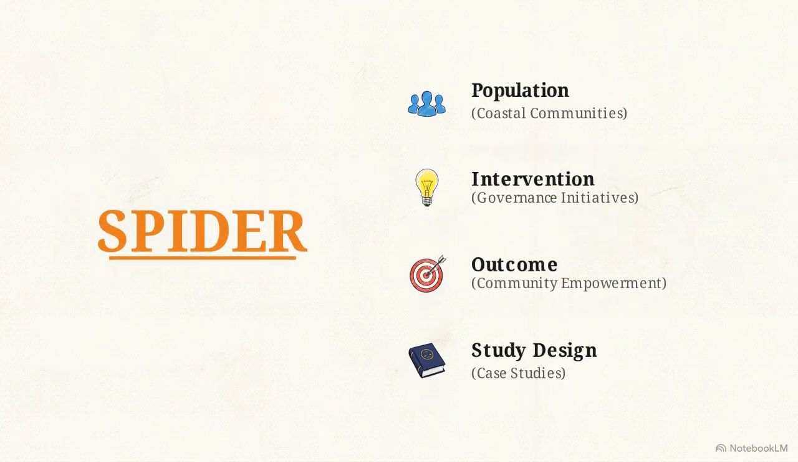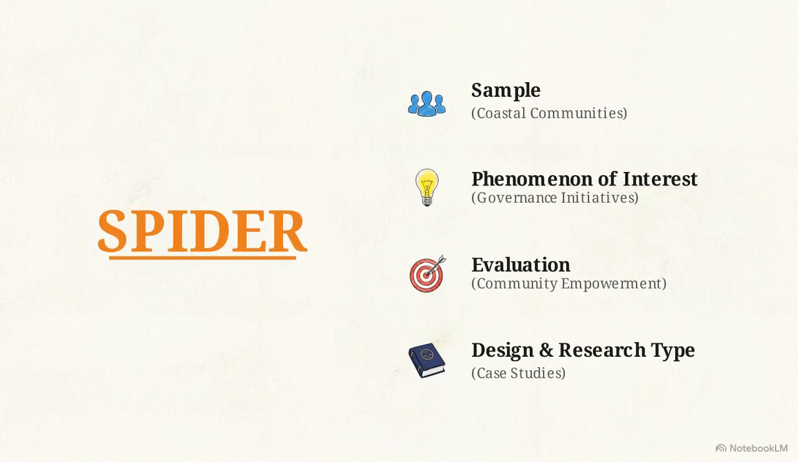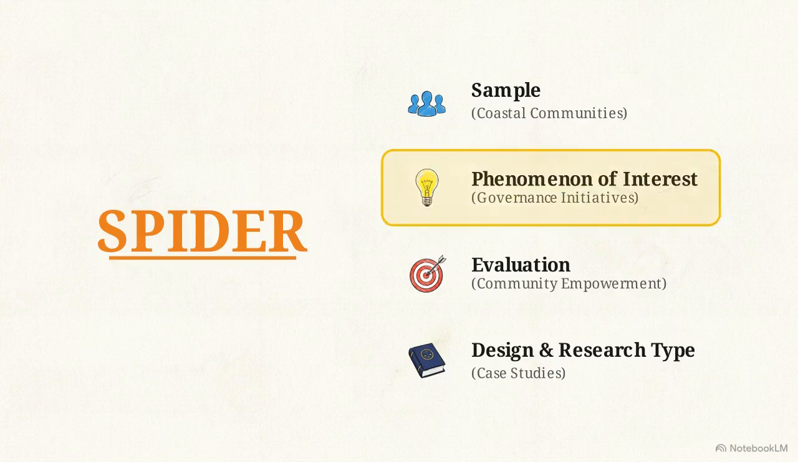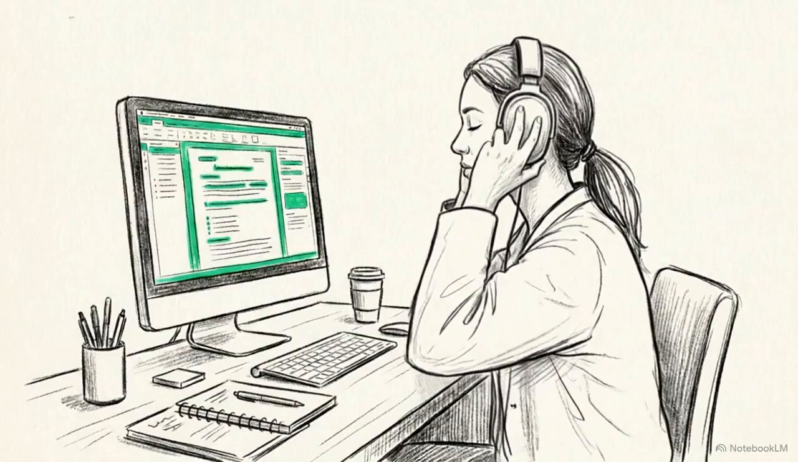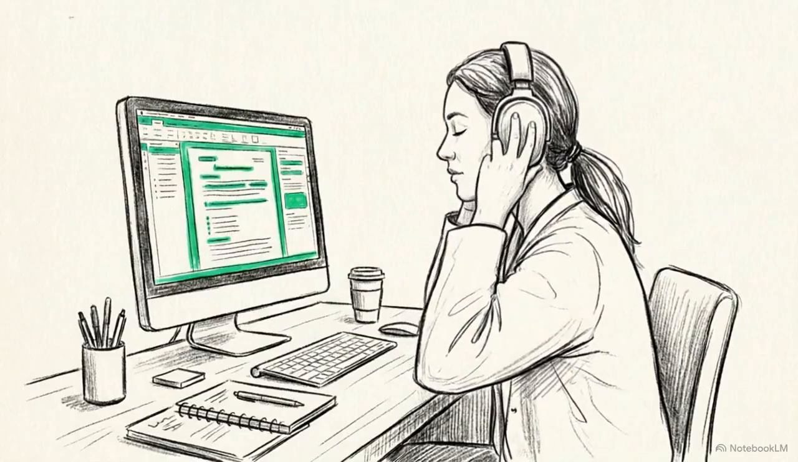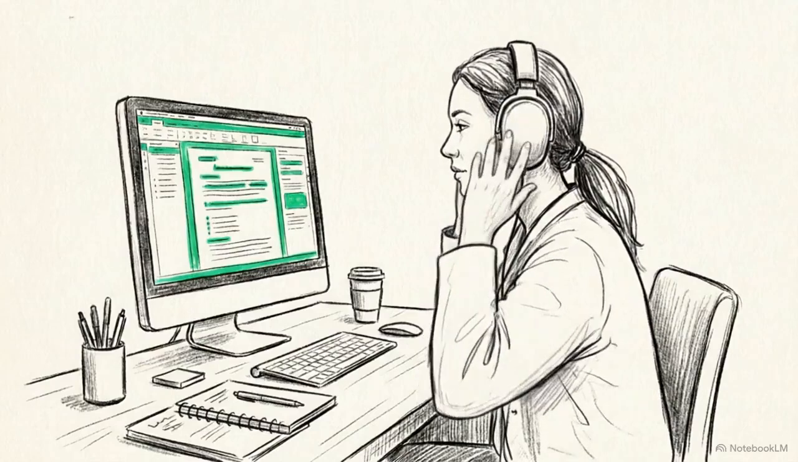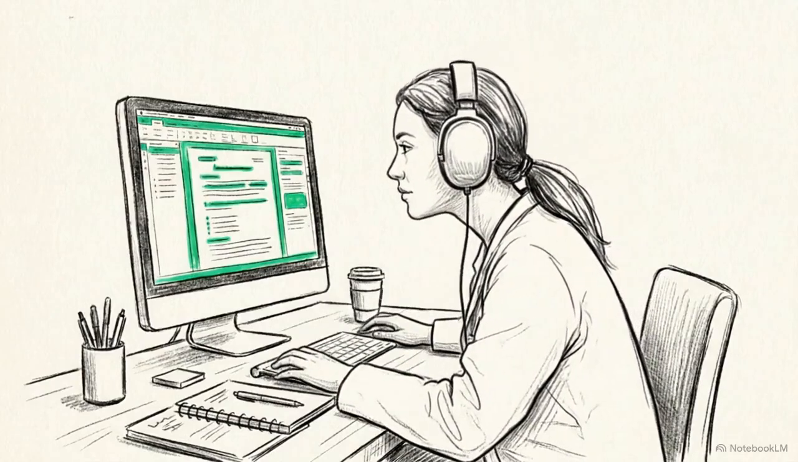If you are conducting qualitative or exploratory research, you will use the SPIDER framework instead, which substitutes elements like intervention with phenomenon of interest. Locking your topic into a strict framework like PICOS or SPIDER right at the beginning prevents vague scoping, saving you months of reading irrelevant data.